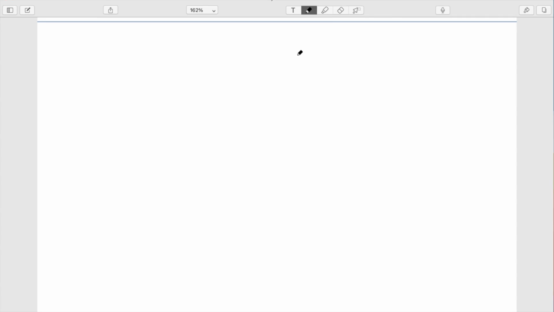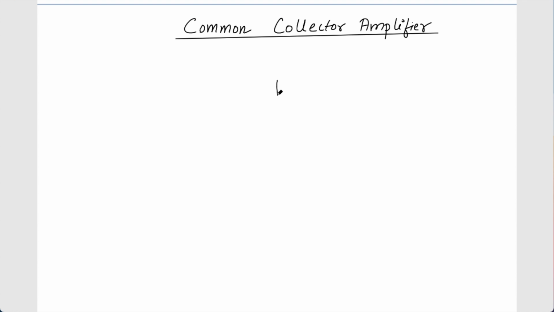So in this lecture, we will discuss the common collector amplifier. As we know, the BJT is a three-terminal device. This is my emitter, this is the collector, and of course this is the base. And of course we have one input and one output when we discuss amplifiers, right?